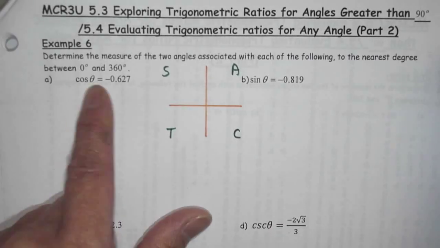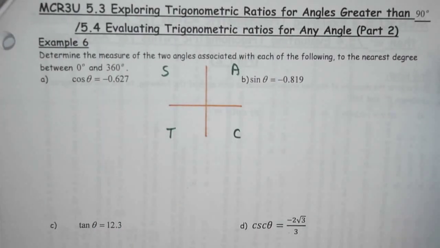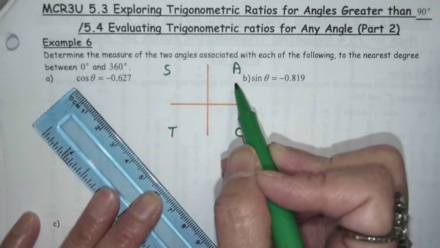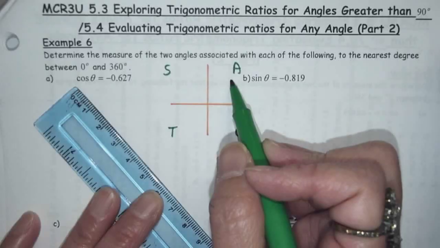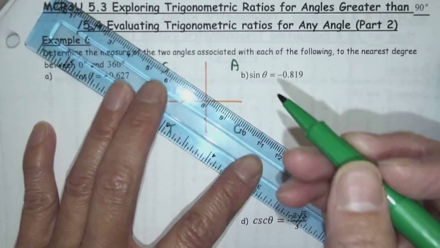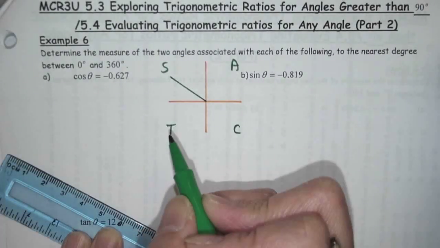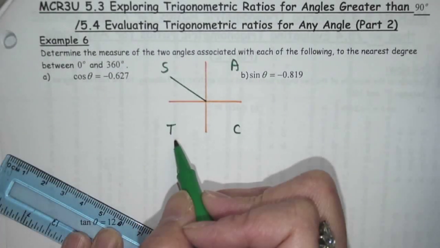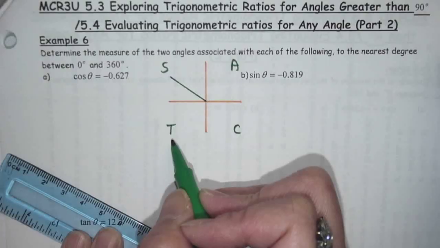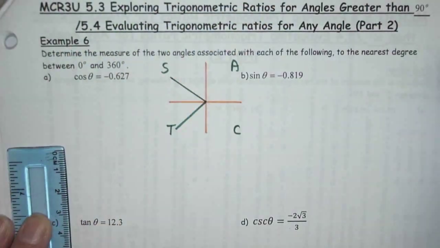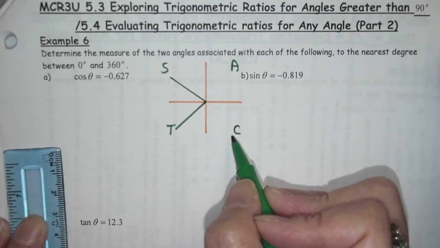Which two will cos have a negative ratio in? A is all of them are positive. S is sine is positive, so it's going to be here. And T is where tan is positive. Will cos be positive? No, so cos will be negative here. Okay, but here's where cos is positive. So one more time.